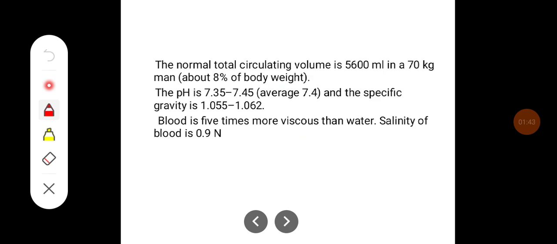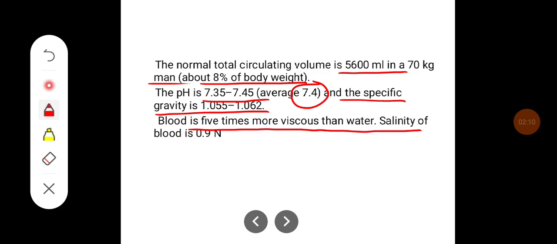The normal total circulating volume is around 5600 ml in a 70 kg man, and it is about 8% of the body weight. The normal pH range is between 7.35 and 7.45, and the average is 7.4, and the specific gravity ranges between 1.055 and 1.062. The blood is 5 times more viscous than water, and the salinity is around 0.9 N.